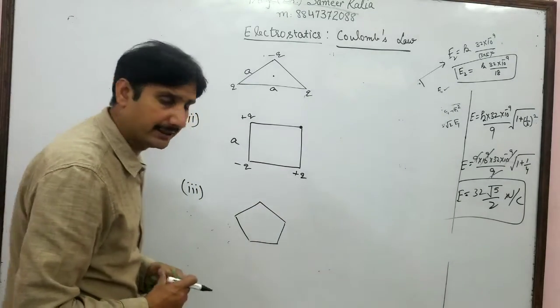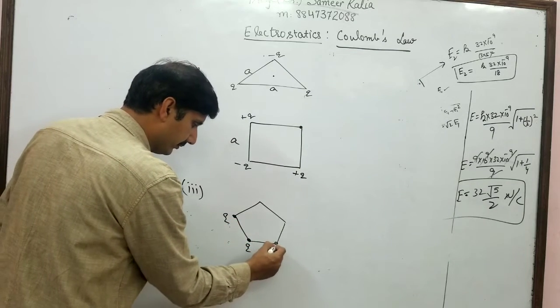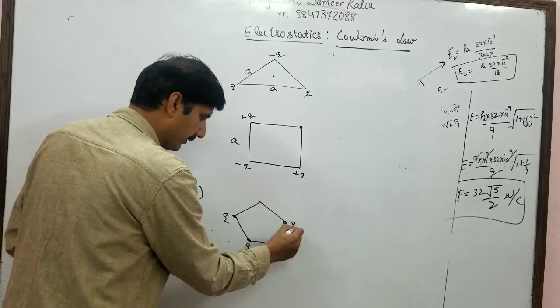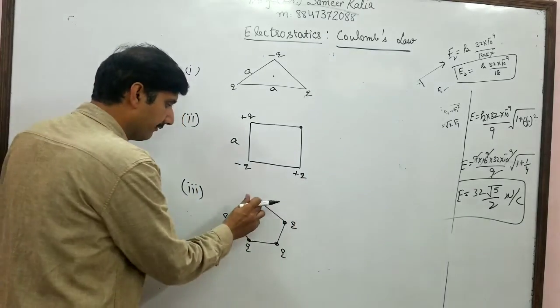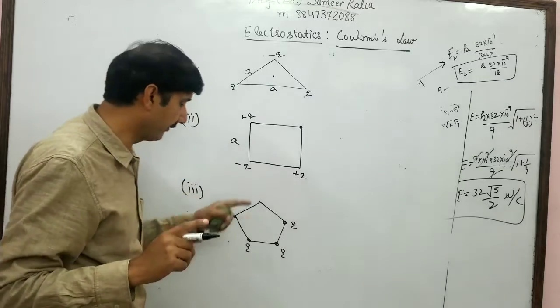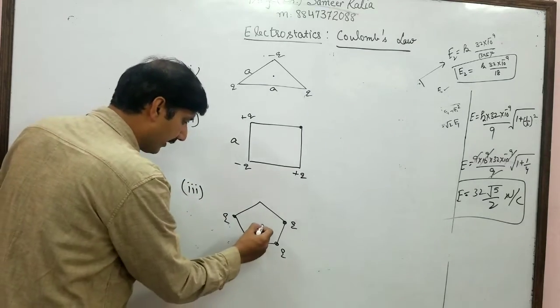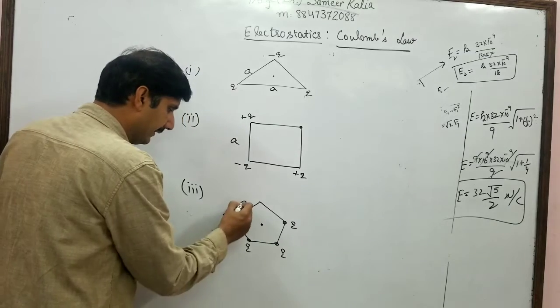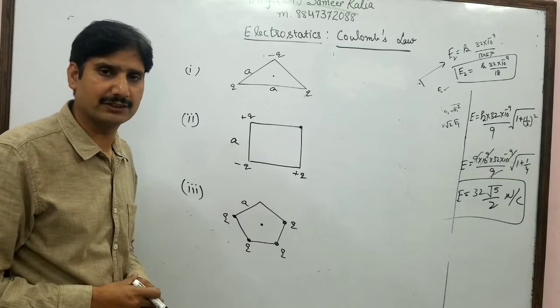You have got a pentagon. Q, Q, Q, Q. 4 points have got charge Q. The fifth corner of the pentagon does not have any charge. You wish to find out the electric field at the center. Take side A. It would be interesting to solve.